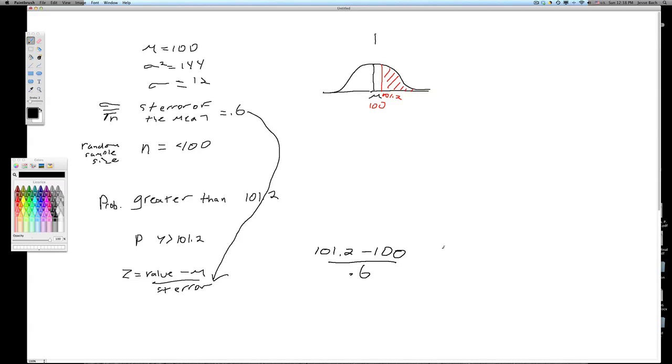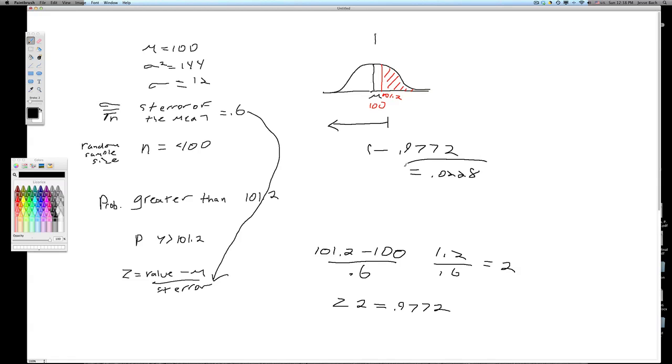So what do we got? This gives me 1.2 over 0.6, which gives me 2. If I look up the z-value of 2, I come up with 0.9772. Remember, this number, 0.9772, tells me the area below, so I need to go 1 minus 0.9772, which gives me 0.0228. So that is my probability. The probability that my score is going to be greater than 101.2 is 0.0228.